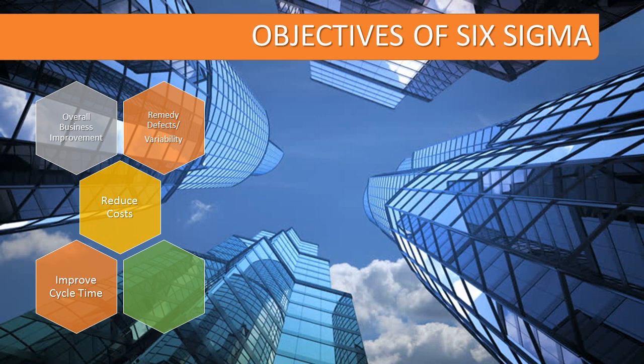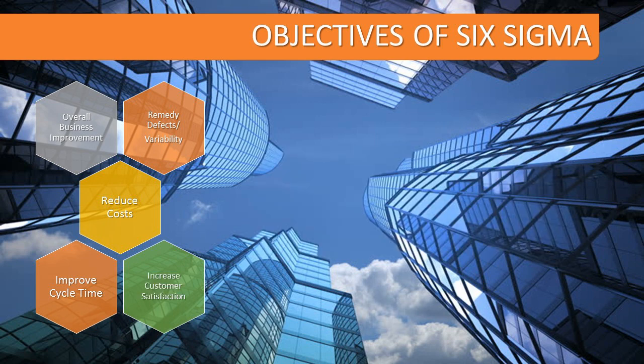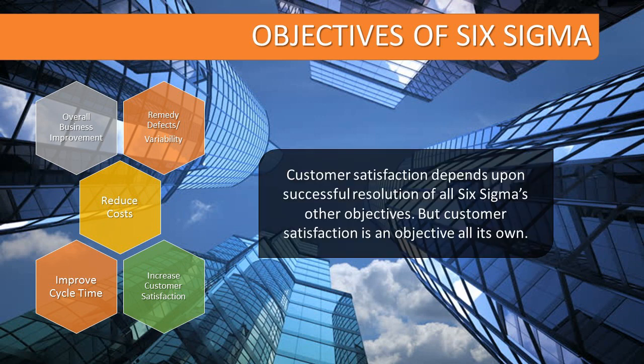The next objective of Six Sigma is to improve cycle time. This means any reduction in the amount of time it takes to produce a product or perform service means money saved, both in maintenance cost and personal wages. Additionally, customer satisfaction improves when both retailers and end users receive products sooner than expected. And finally, increase customer satisfaction. This means customer satisfaction depends upon successful resolution of all Six Sigma's other objectives.